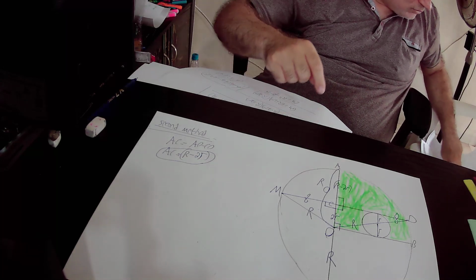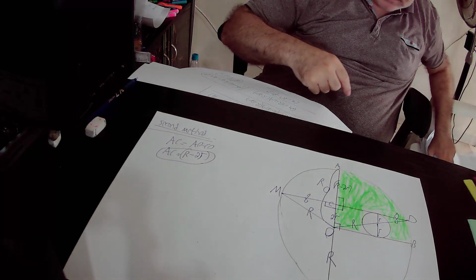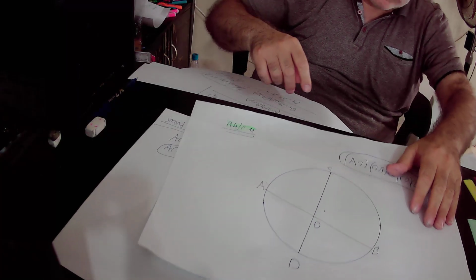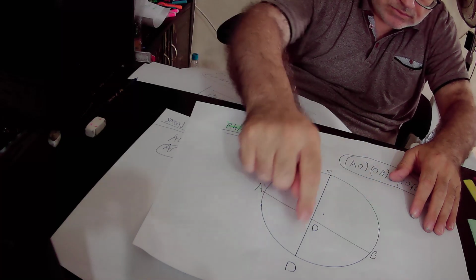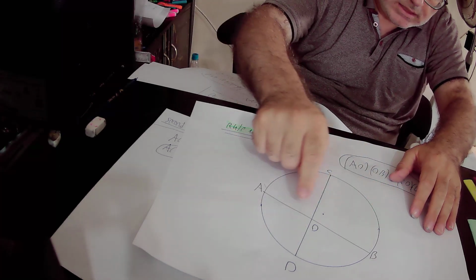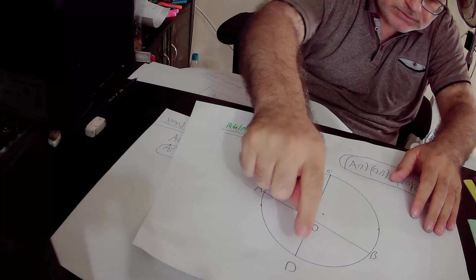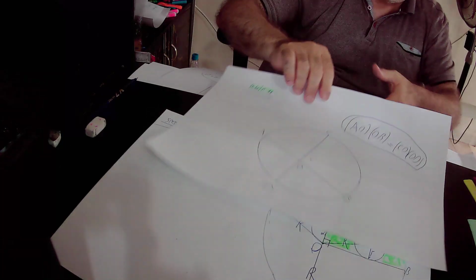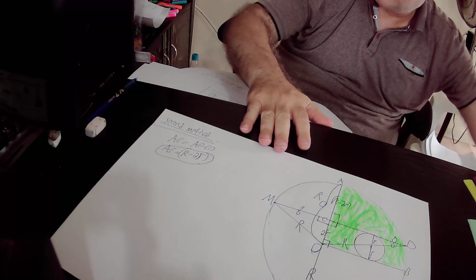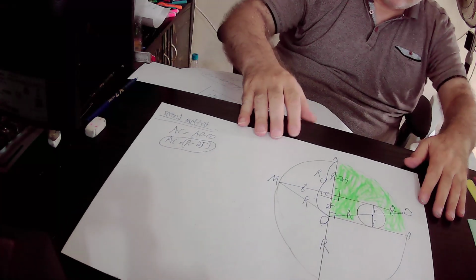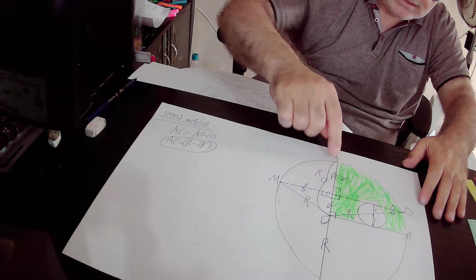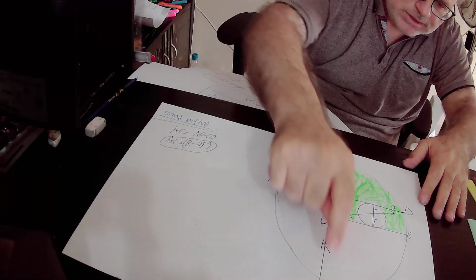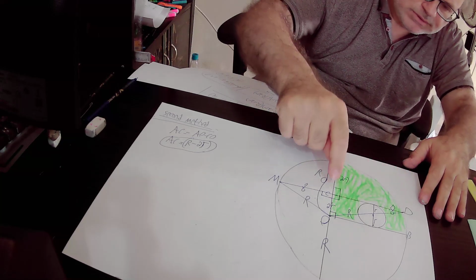Then I presented to you rule number 11, and we implemented rule number 11 in our drawing. According to rule number 11, if chord AB intersects with chord CD at point O, then AO times OB equals CO times OD. We can implement rule number 11 in our drawing. Why? Because in our drawing we have chord AT that intersects with chord MD at point C.